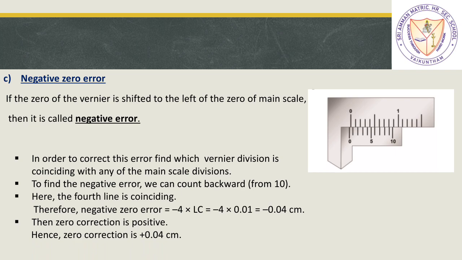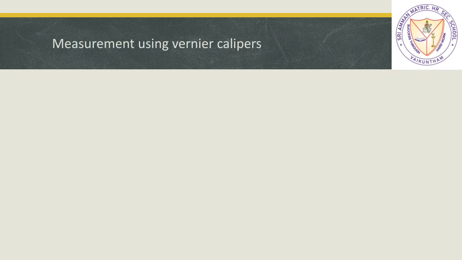So always remember, 0 correction is just the opposite sign of the error, that's it. In the positive 0 error we will be counting from 0, and in the negative 0 error we will be counting from backwards to find the division which is coinciding. Okay, so this is about the preliminary things which we need to do before carrying out the measurement.